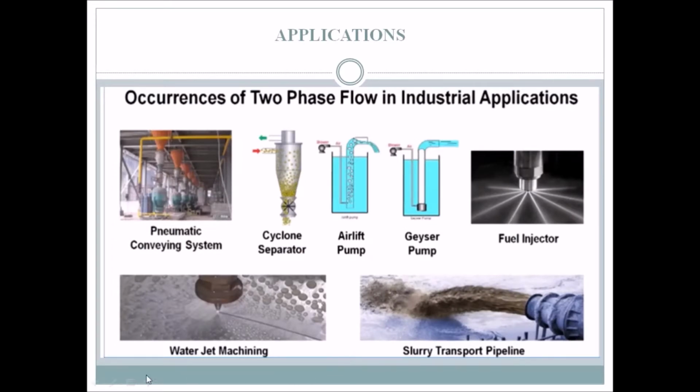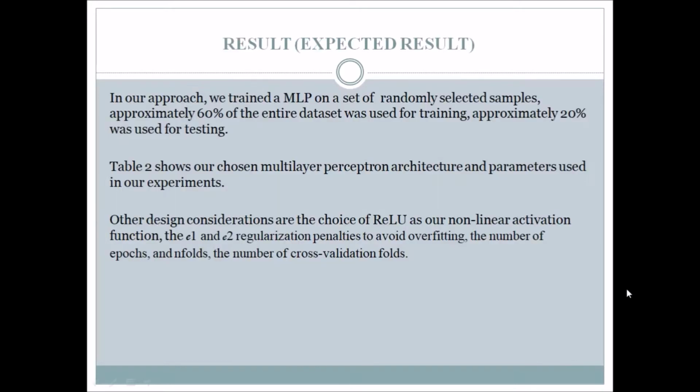Now, applications. Where do we see two-phase flow in nature? You can see it in pneumatic conveying systems. You can see it in cyclone separators. So whenever you hear two-phase flow, it means flow of both gas and liquid in a vessel simultaneously. You can see it in airlift pumps, in geyser pumps, in fuel injectors, in water jet machining, and in slurry transport pipelines. Now, what results are expected of this research?